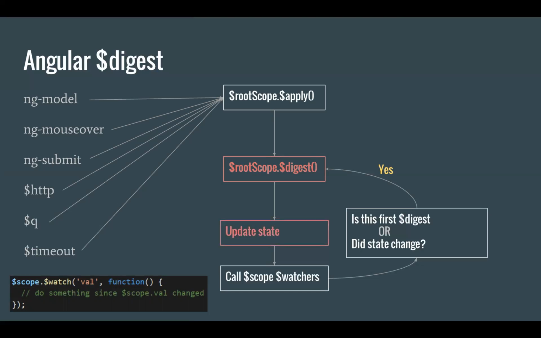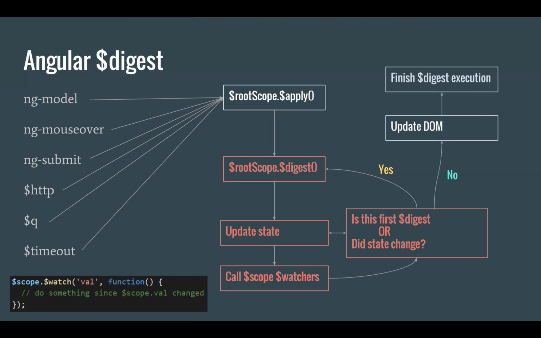It'll update the state again, because state might have changed in one of those scope watch function callbacks that you've created. It'll call the scope watchers again, and this is how you can get stuck in an infinite digest cycle. And then it'll ask again, did the state change between the last time I called digest and this time that I called digest? And if it didn't, it'll update the DOM and finish its execution.